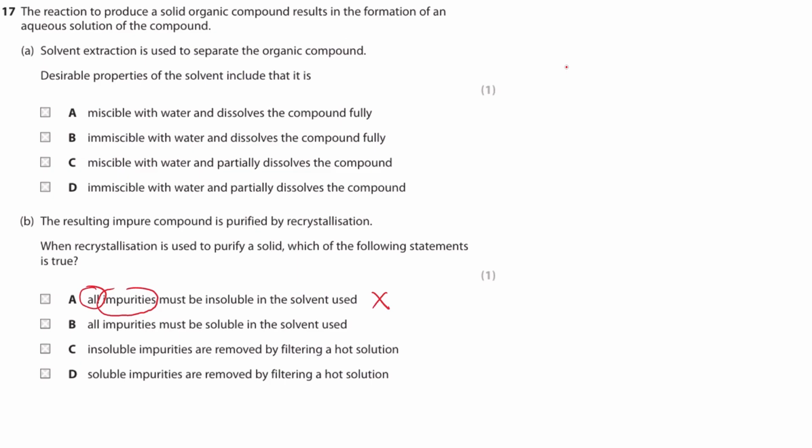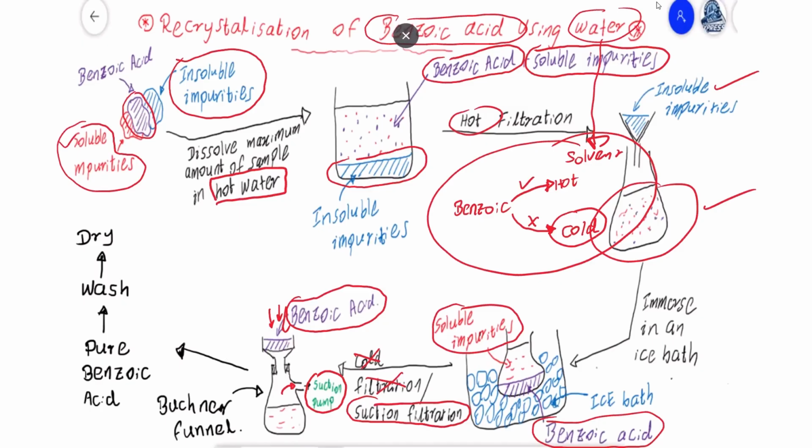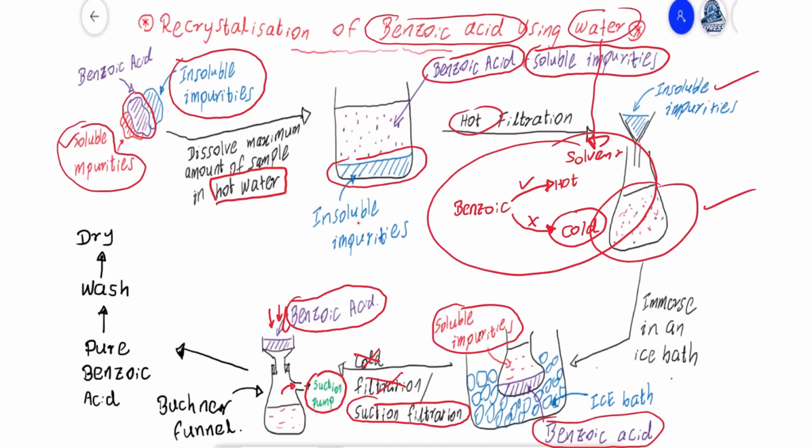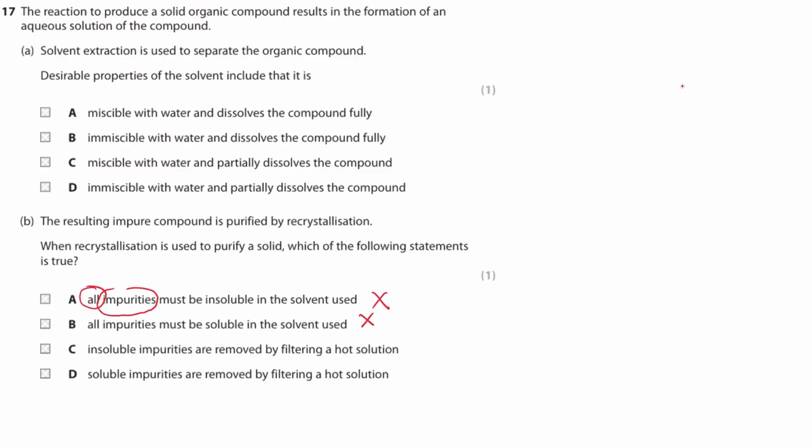All impurities must be soluble in the solvent used. No. Can you remember? Insoluble impurities did not dissolve there. So that's also wrong. Insoluble impurities are removed by filtering a hot solution. Yes, hot filtration, we remove the insoluble impurities. That's correct. So we know the answer. The answer for question number 17 part B is C.